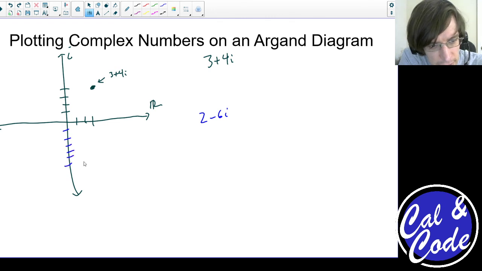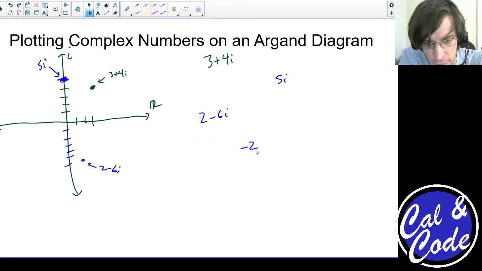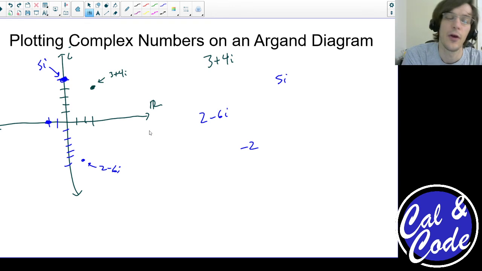down 6, and there would be my point 2 minus 6i. You can also plot things like 5i just by going up only on the imaginary part. There's 5i. And you can plot things like negative 2. Well, it'd be over here just on the real part. So all complex numbers can be plotted on this Argand diagram, and you end up with a nice visual representation of your complex numbers.